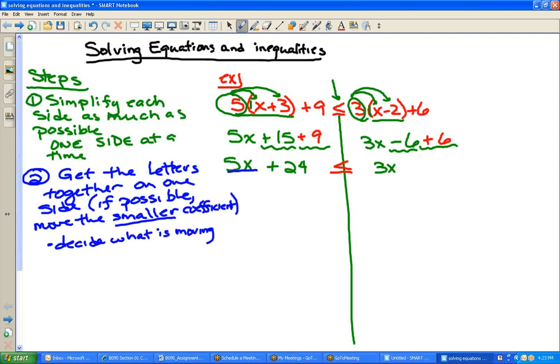In this case, I have my 5x and my 3x. The 3x is really the smaller of the two, but if I move that over, I have nothing left on there, so I have a 0, which can be more work. So I'm going to just decide I'm going to move the 5x over. And then the step, once I've decided it, write it underneath itself.